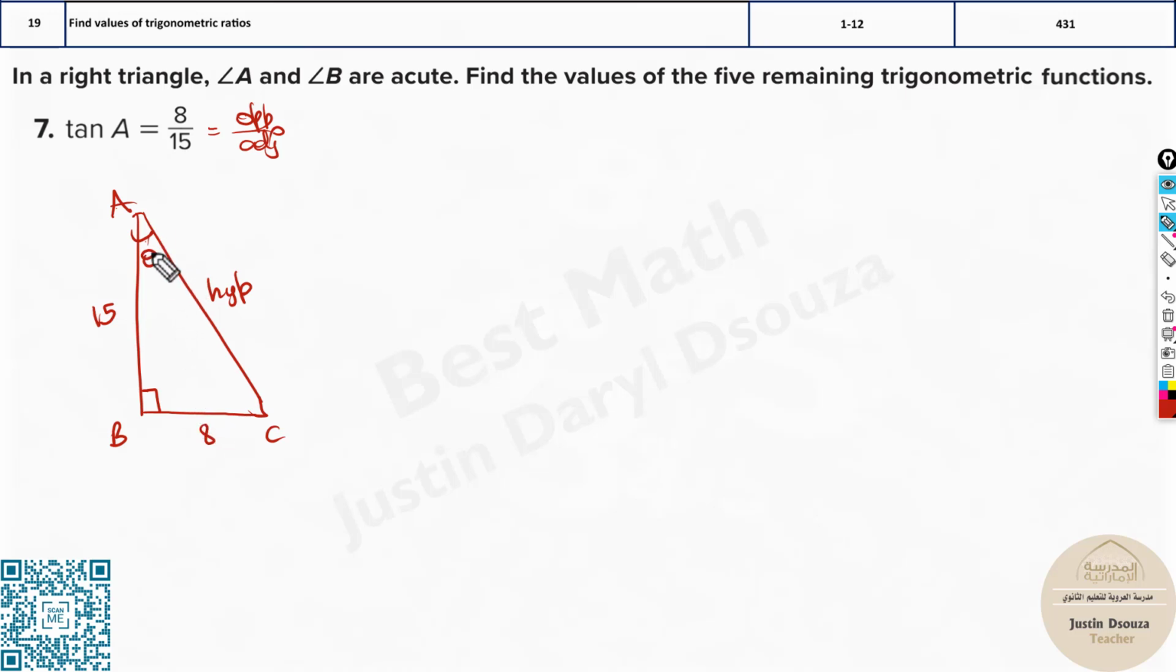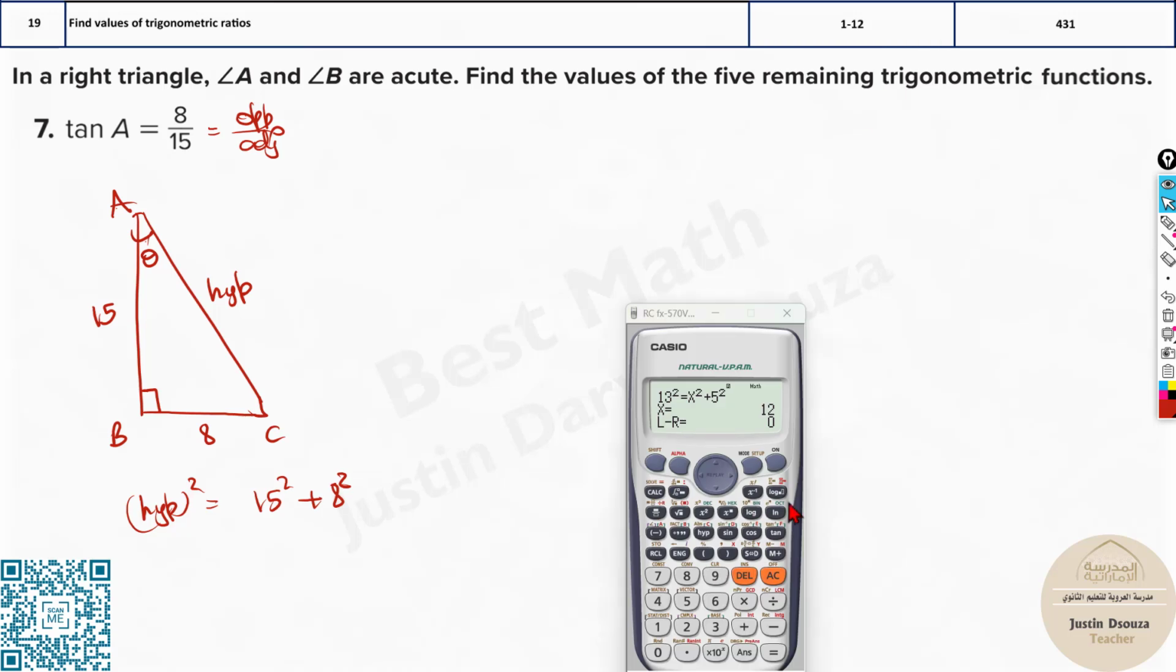The answers won't change. It will be the same thing. Okay, so now let's find the other side. How do we find the other side? The hypotenuse squared will be equal to 15 squared plus 8 squared. So we can just put it in the calculator and get the answer. Here we can directly take the square root on both sides. So I'll write square root of 15 squared plus 8 squared. The answer is 17. Why? Because I need the hypotenuse only, not the square.